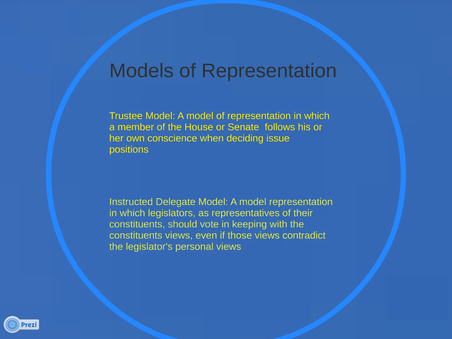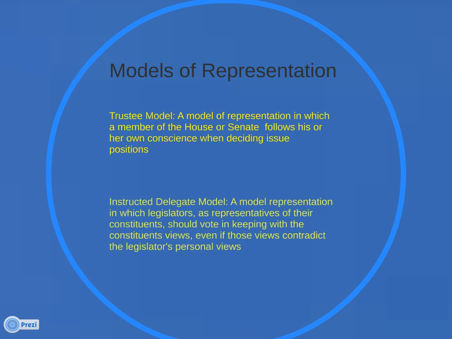In representing constituents, legislators frequently follow one of two models of representative behavior. The first one is the trustee model. According to the trustee model of representation, a member of the House or the Senate follows his or her own conscience when deciding issues, positions, and determining how to vote. Sometimes a legislator relying on the trustee model will act contrary to the views of his or her constituents. This model was espoused by British political theorist Edmund Burke, who served in Parliament as a representative of Bristol, England.